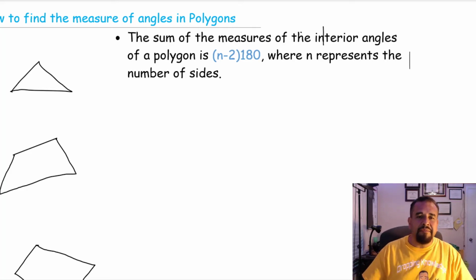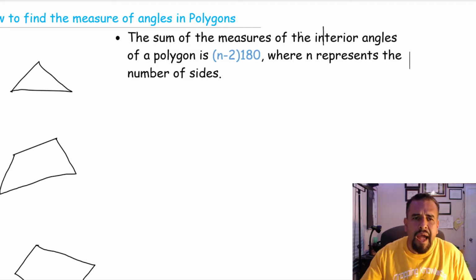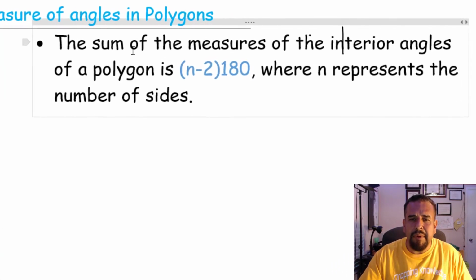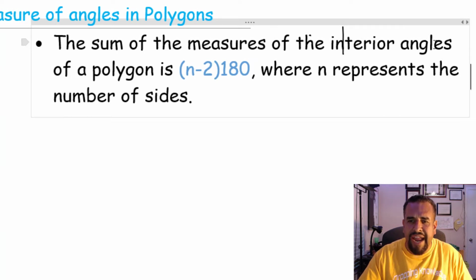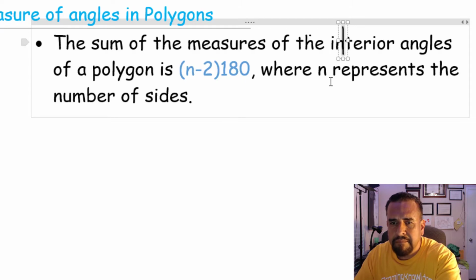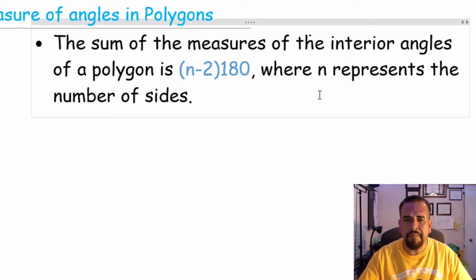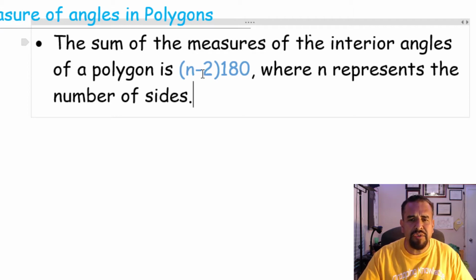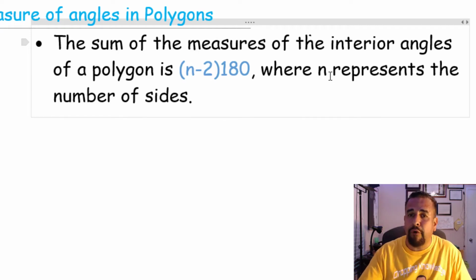All right. Let's get started. Go ahead and get your notebook out. Write this down. The sum of the measures of the interior angles of a polygon is n minus 2 times 180, where n represents the number of sides. That's all you have to know. That's the formula that you need.